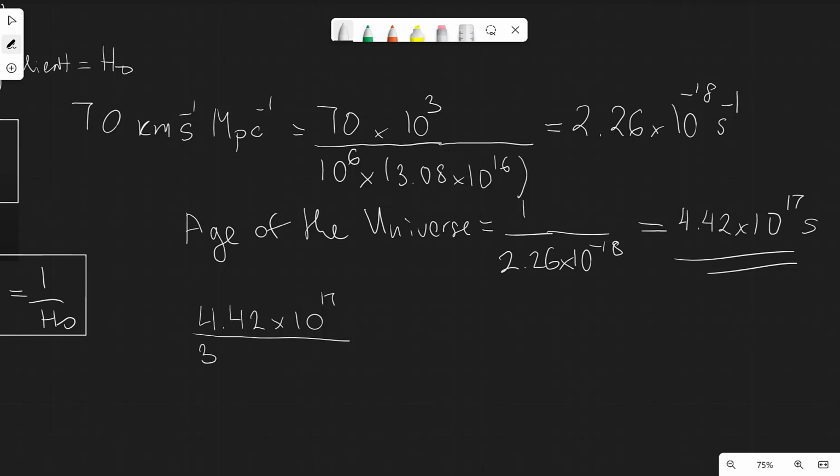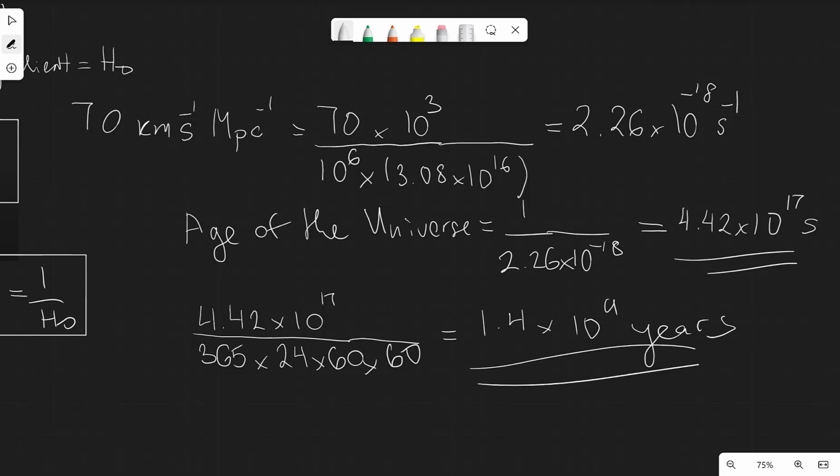So 365 days, each of them has 24 hours, each of them has 60 minutes, times 60 seconds. And if we put that into a calculator, we're going to get around 1.4 × 10^9 years. And this here is approximately the age of the universe.